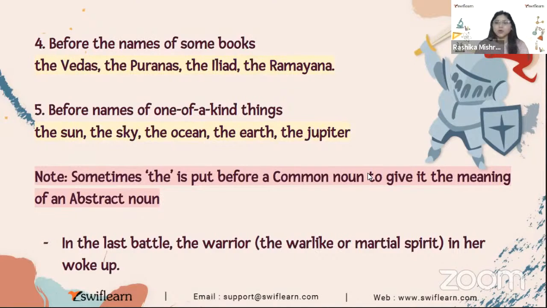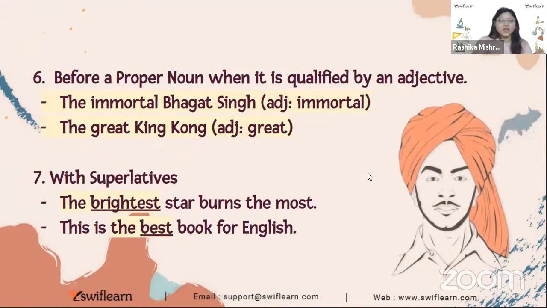In these cases also, we always use the definite article before the noun. Now, the sixth case: before a proper noun when it is qualified by an adjective. The definite article is also used before a proper noun when it is qualified by an adjective. For example, the immortal Bhagat Singh. Immortal is an adjective here. Bhagat Singh is a proper noun, and before it we have an adjective. That is why we have used the here.